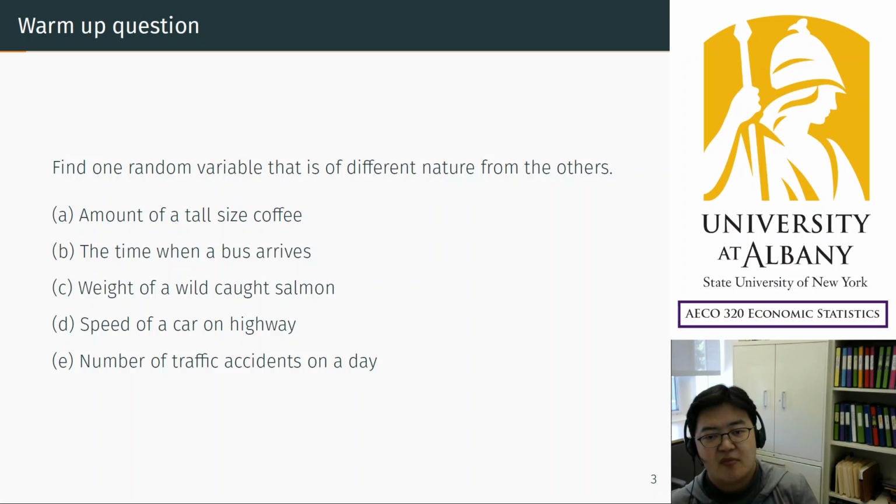So those are all random. They could be different from time to time. All are random, but one of them is a little bit different. Oh, by the way, there is no single correct answer. I'm just giving you one example. So the answer is E, the number of traffic accidents on a day.